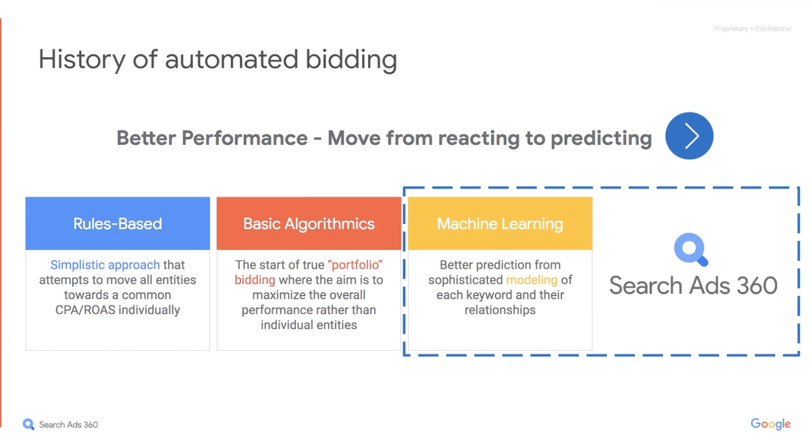And finally, we moved into machine learning, which uses a more sophisticated predictive model and looks at signals in your account, for example, semantic signals. It also looks at your account structure and how keywords relate to each other. And this is the actual system used by the intraday bidding system in SA360, or the legacy bidding.